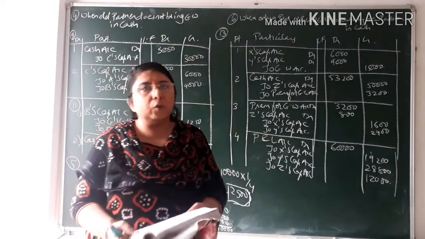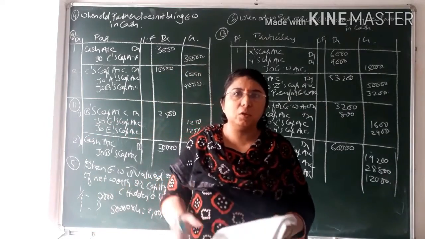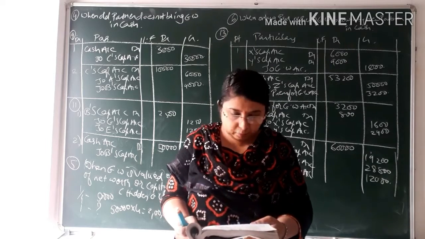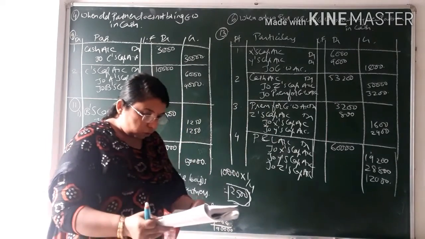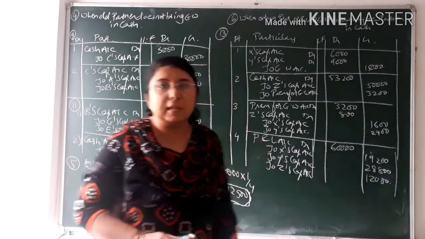For this type of sum you can even refer to illustration number 15 of your textbook, which is similar to question number 9. A and B are partners sharing profit and loss in 3:2. They admitted C for 1/5 share. C brought 30,000 as capital in cash.